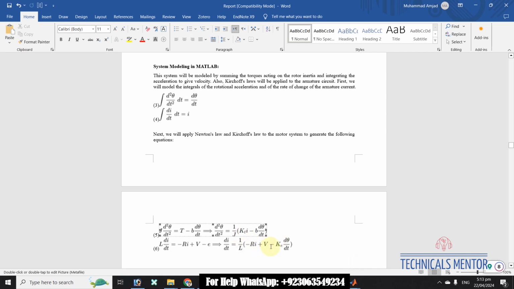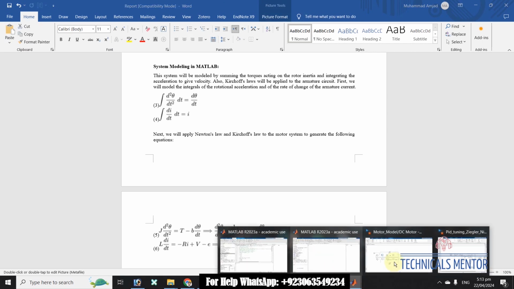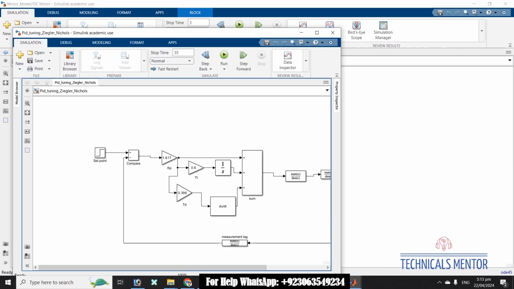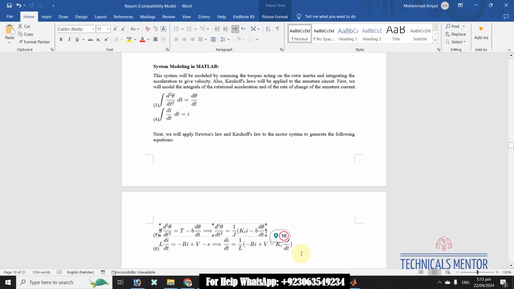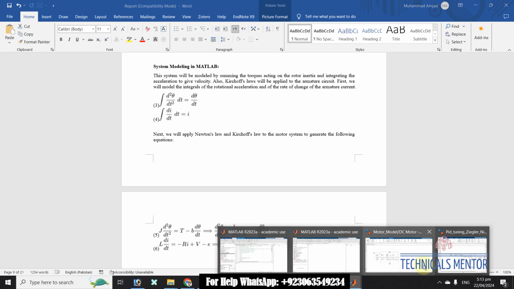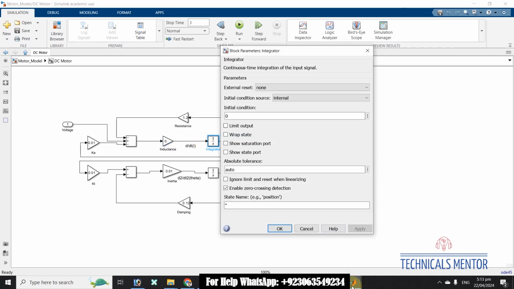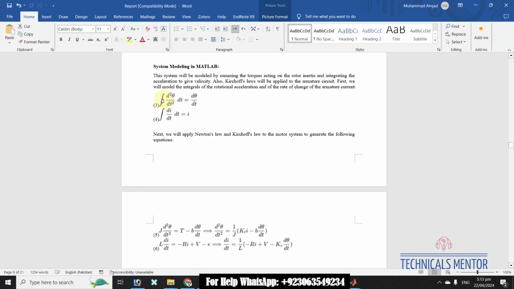here Ke theta as like Ke minus resistance plus voltage minus Ke is equal to inductance. This inductance is 0 because we already know in the project detail. Then we will integrate because our final equation is this integration.